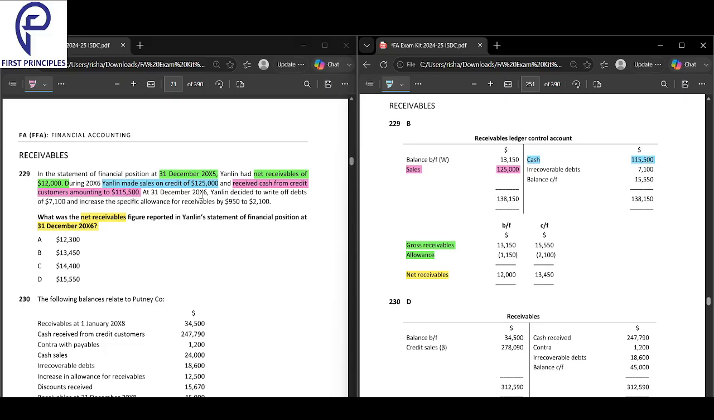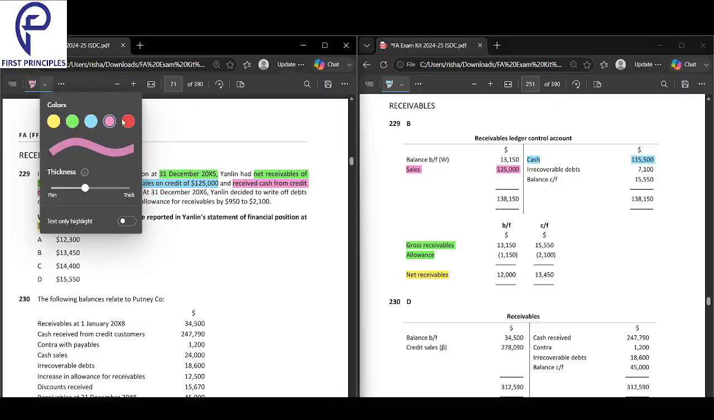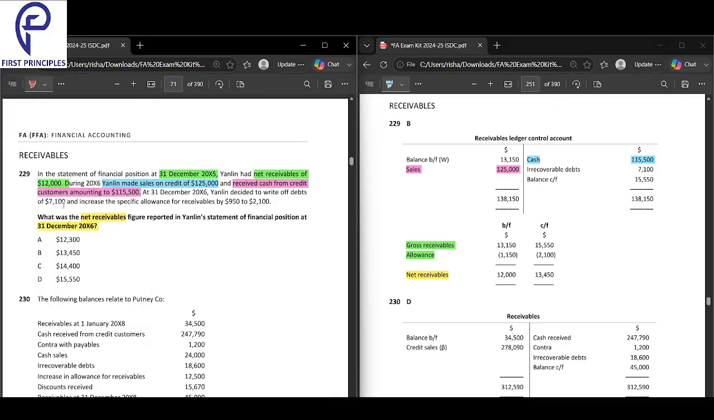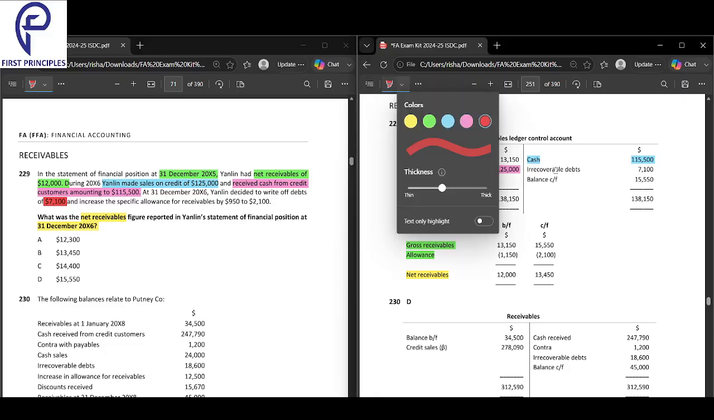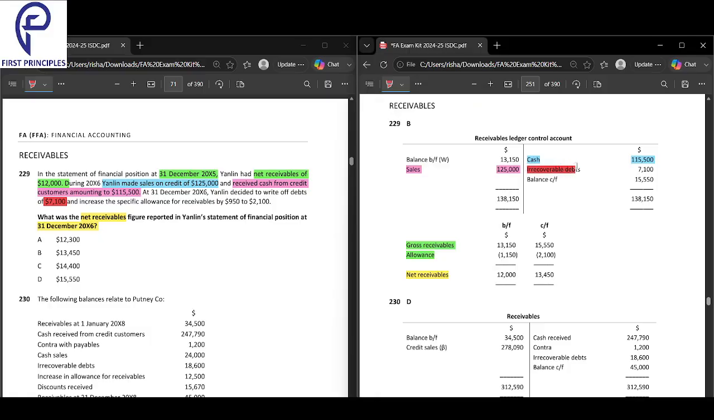At 31st December 2006, Yanlin decided to write off the debts of 7,100. This much now we are not going to get, so this is further reducing your receivables balance. You'll remove that also from your receivables, because you're not going to get it. So anything that reduces the opening goes on the opposite side. Opening will come here. Anything that reduces the opening comes here.